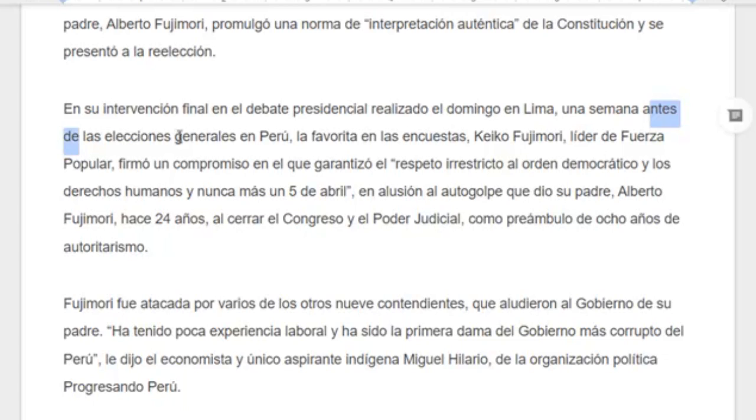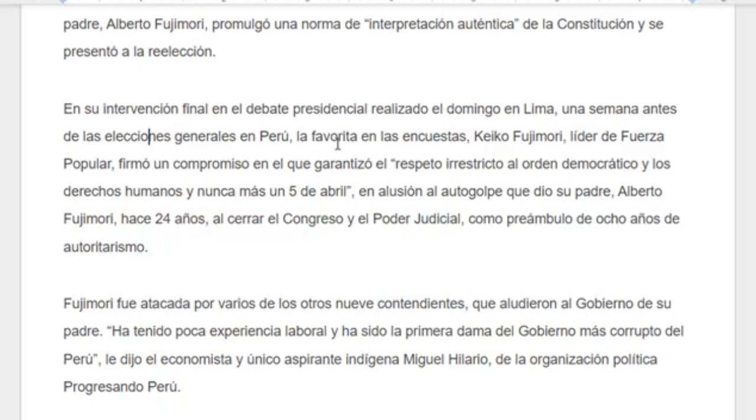Now notice generales, in English we would say general elections, but in Spanish they say elecciones generales because the adjective often goes after the noun and it has to match, it has to be plural since elecciones is plural. So elecciones generales is general elections in Peru.